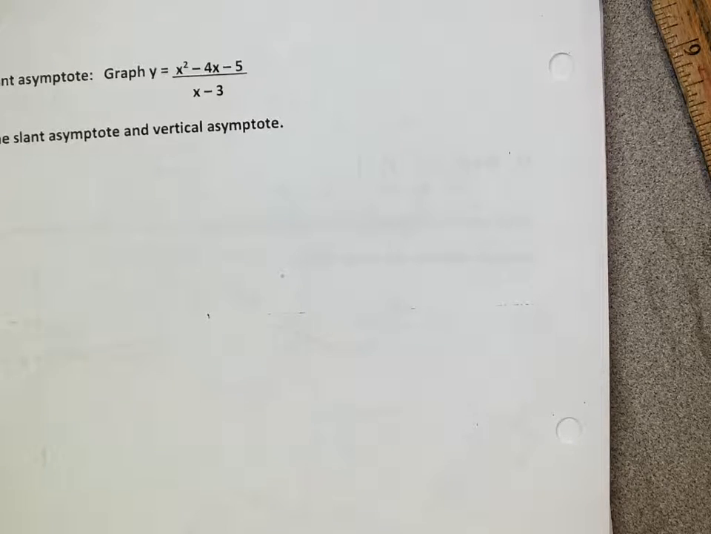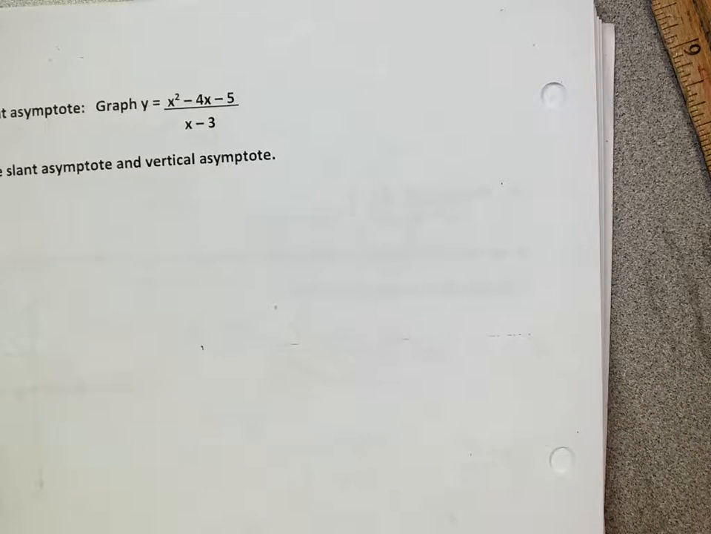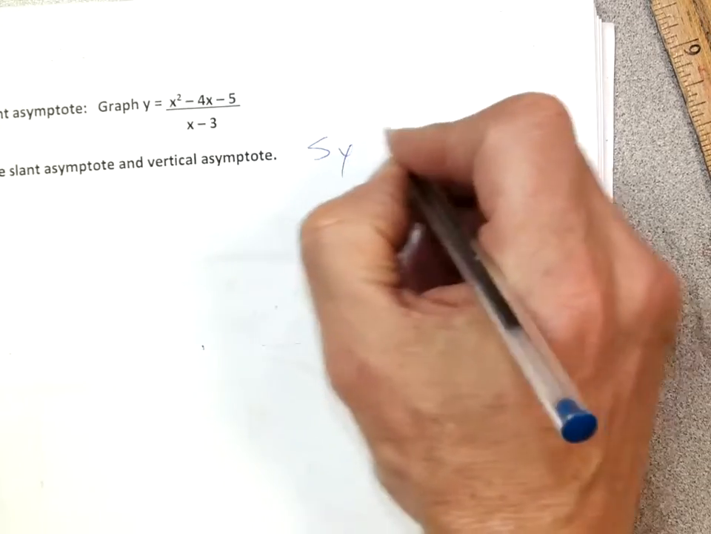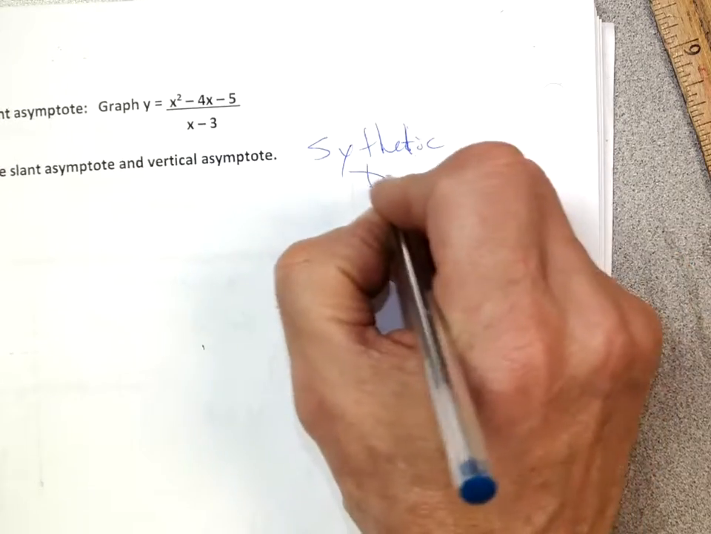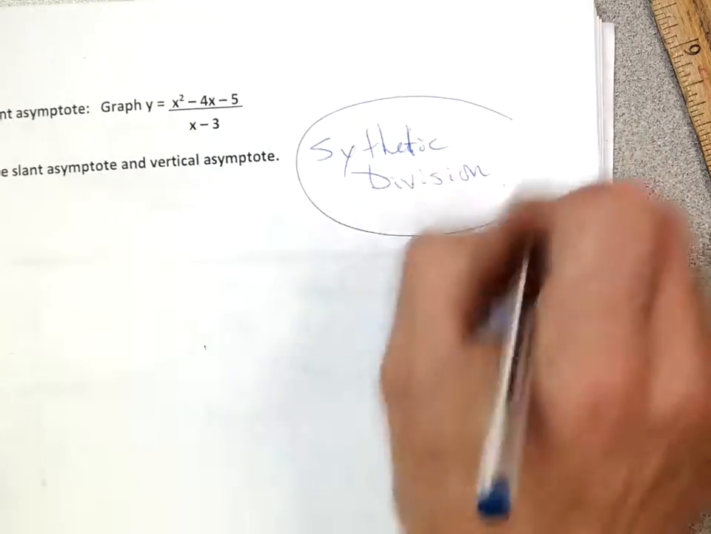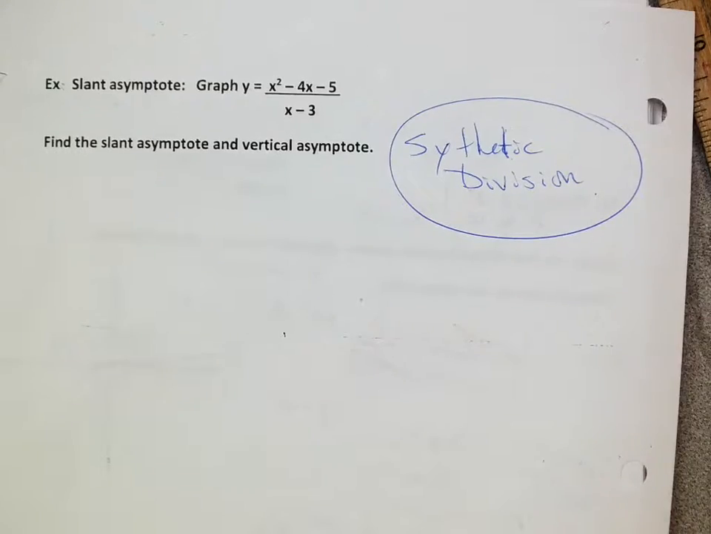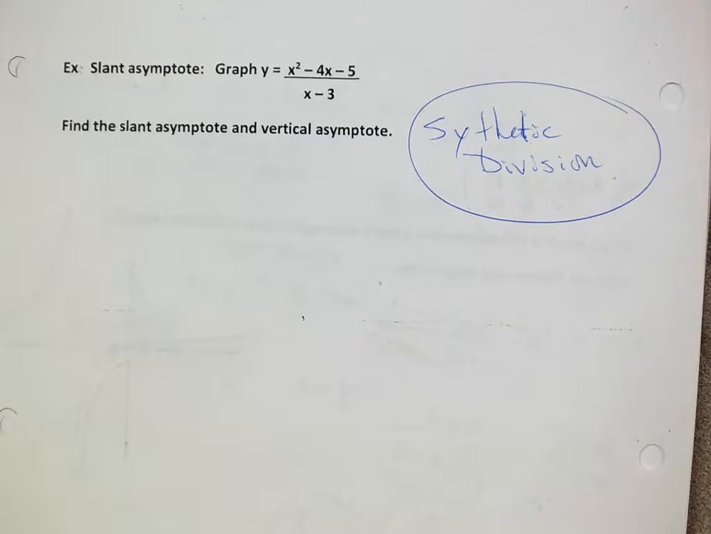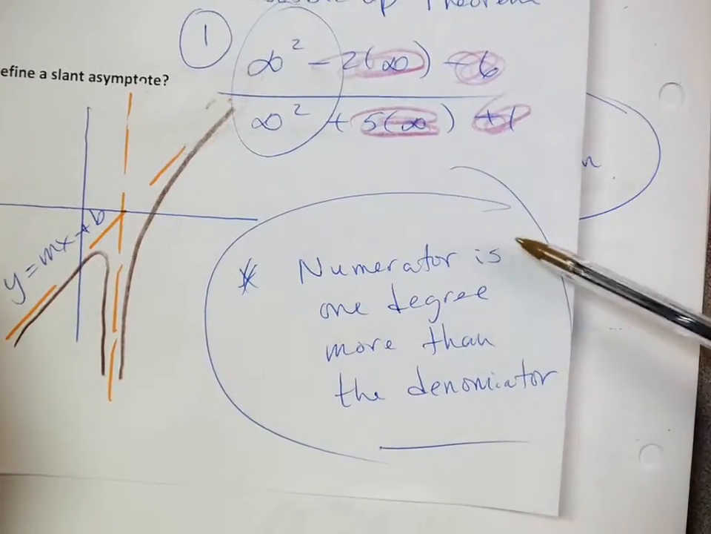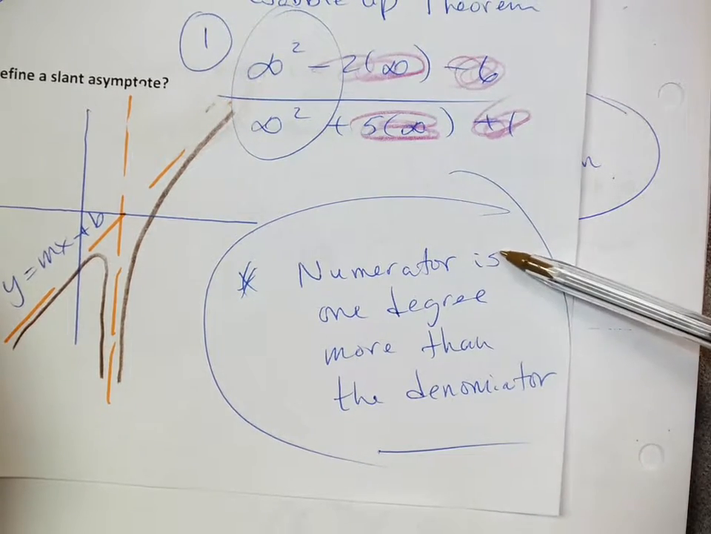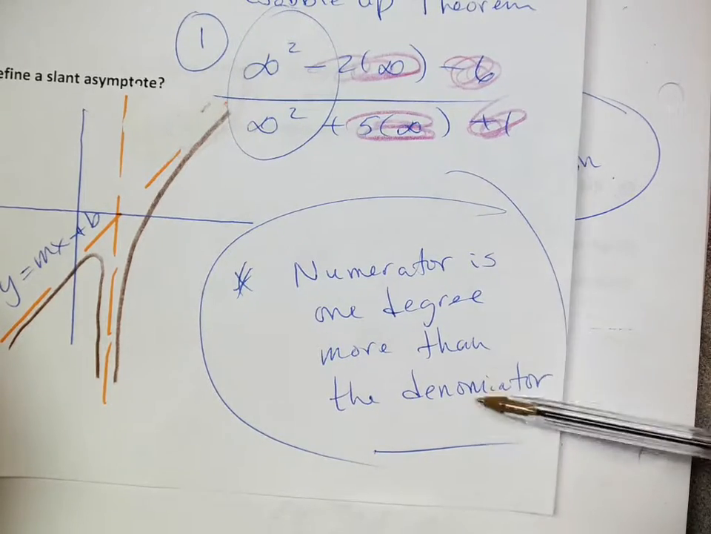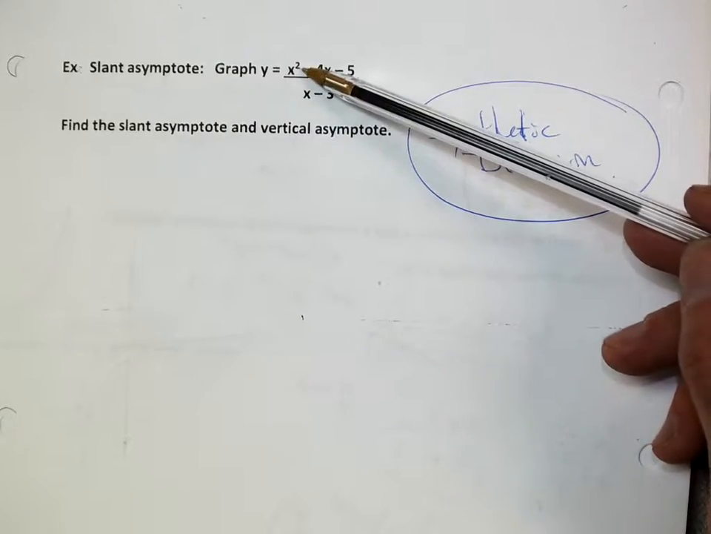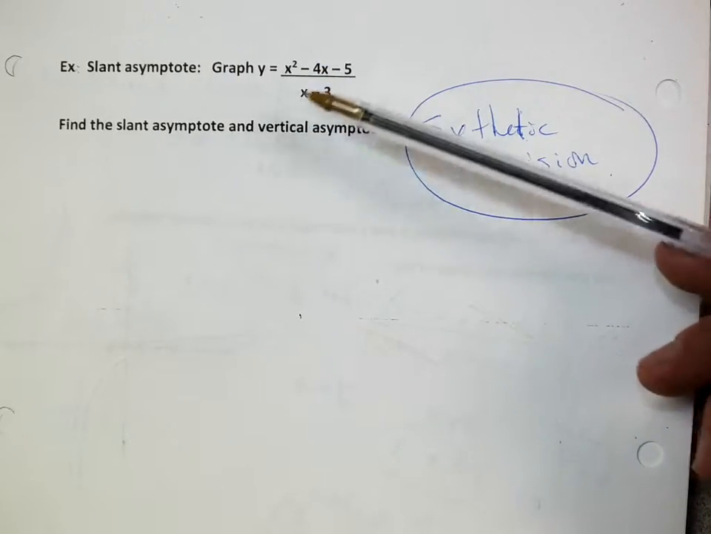Slant asymptote. All right. Now to find the slant asymptote, we are going to do synthetic division. Whenever, let me go back to the reading. So, when you find a slant asymptote, that's where the numerator is 1 degree more than the denominator. That's what I have. I've got an x squared, and I've got an x to the 1. We will have a slant asymptote, for sure.